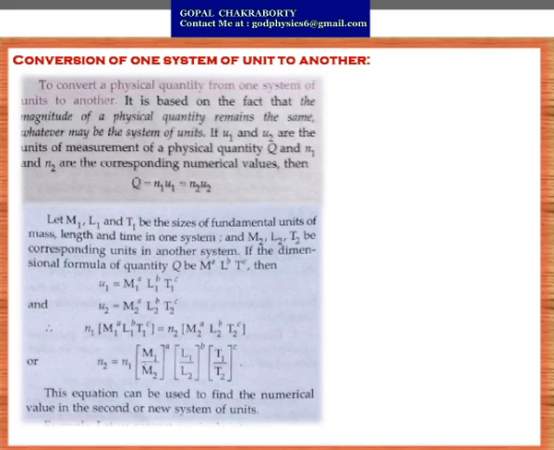So this equation can be used to find the numerical value in the second or the new system of units. So this actually gives you the relation between two systems of units. If you substitute the values of one system of units, m1, l1 and t1, and also the values in the second system of units, that is m2, l2 and t2, you will get the new units in the second system.